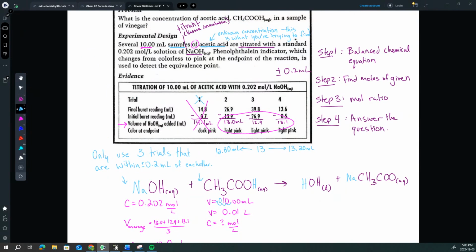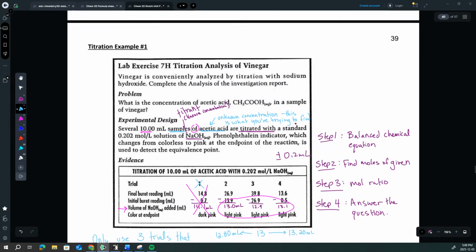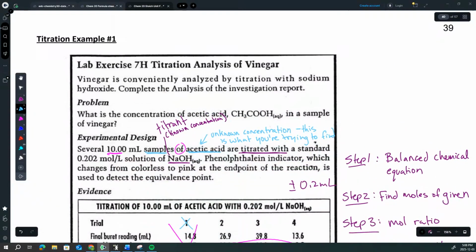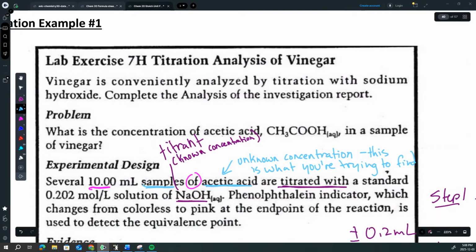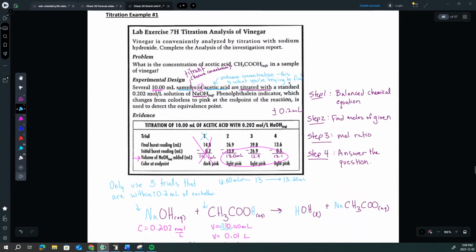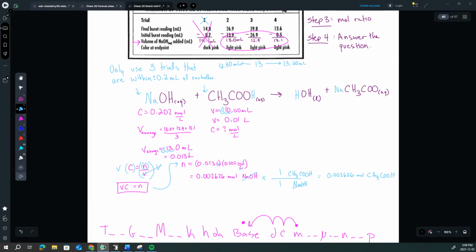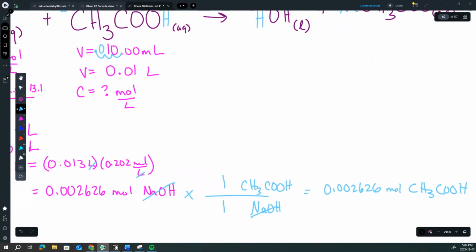Step 4, answer the question. Okay, so the question ultimately is, and I've written it out here, but also you can find it in the problem, what is the concentration of acetic acid? Oh, it did give us the formula in the end. Oh well, now you know how to find the formula for an acid in a different place in your Chem 30 data booklet. All right, so we need to figure out what the concentration is.